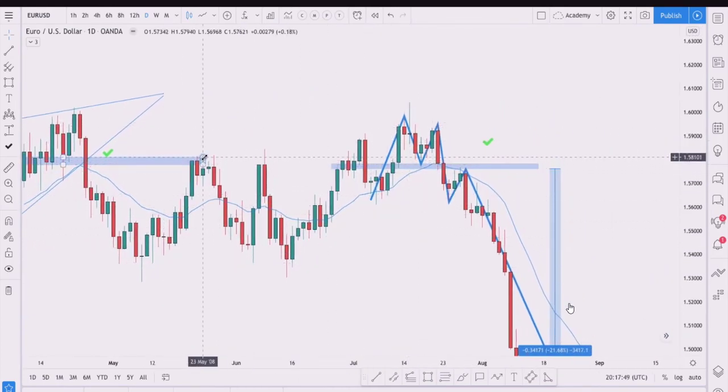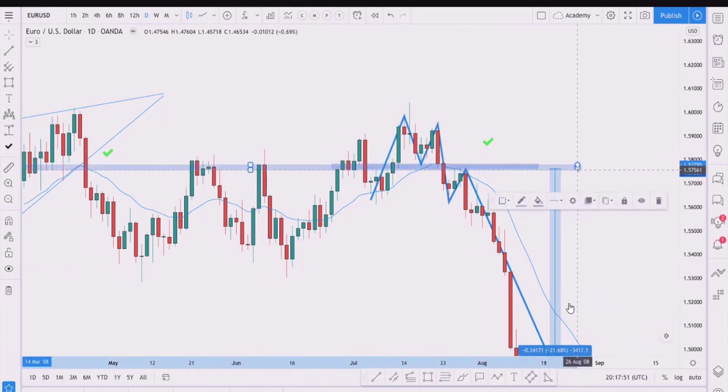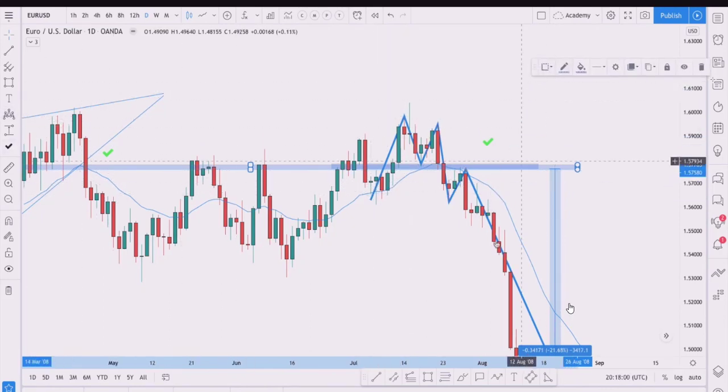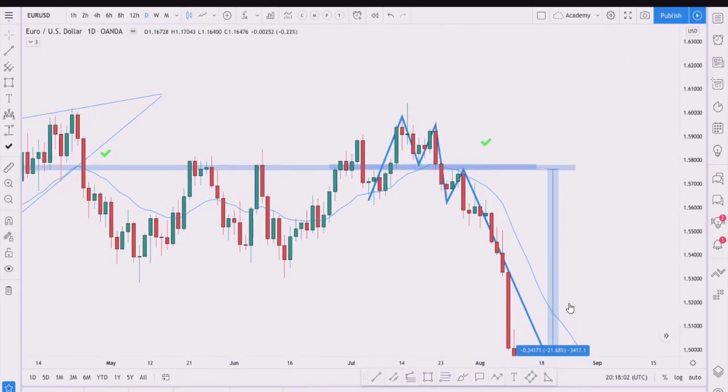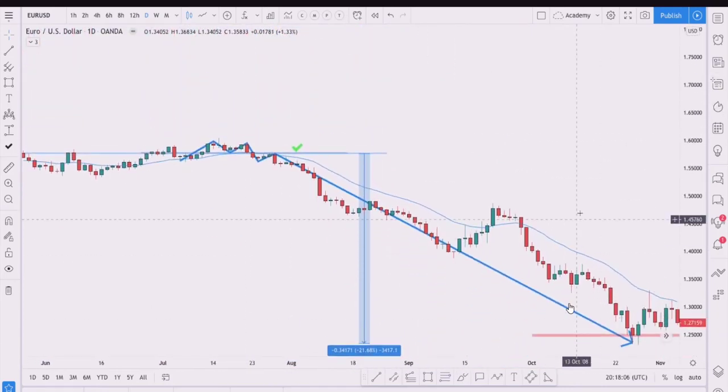The M formation is a kind of a double top. The market couldn't make new highs. It broke below the EMA, retested perfectly the structure, and a great profit here for us, with a very nice bearish impulse.